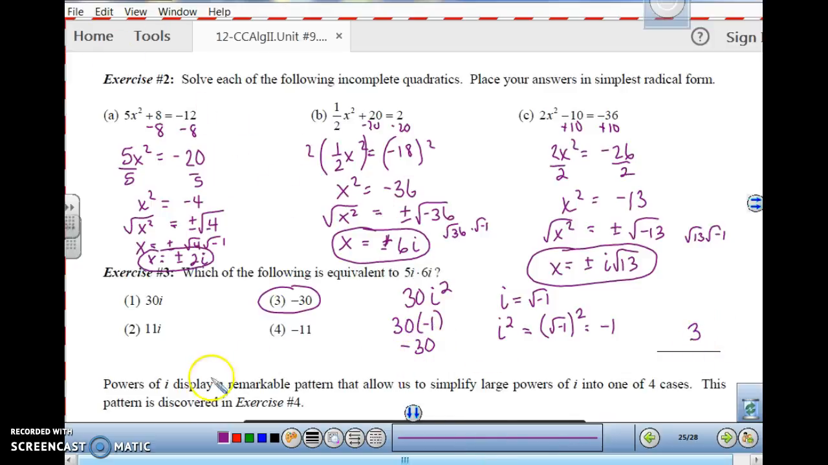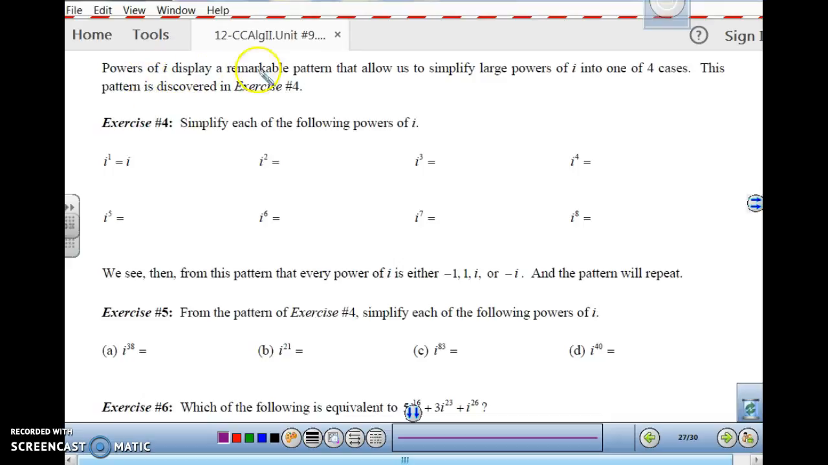Okay, this leads us into the powers of i pattern that we're going to talk about next. Powers of i display a remarkable pattern that allow us to simplify large powers of i into one of 4 cases. This pattern is discovered in exercise 4. So basically what we're going to look at is how we can apply the powers of i and figure out what a value is based on 4 cases.